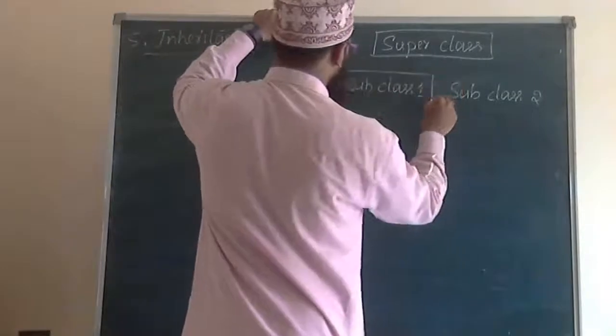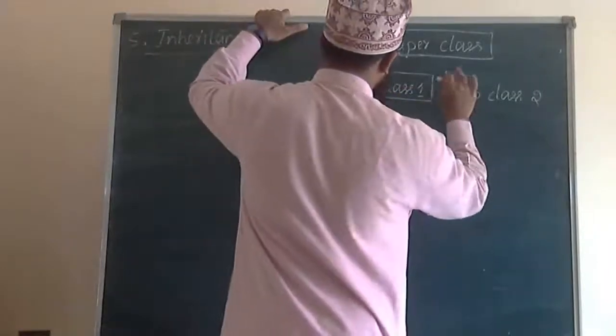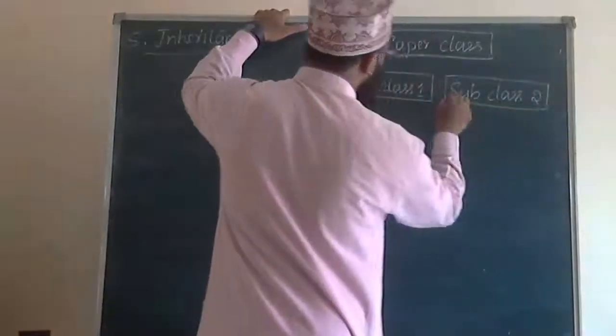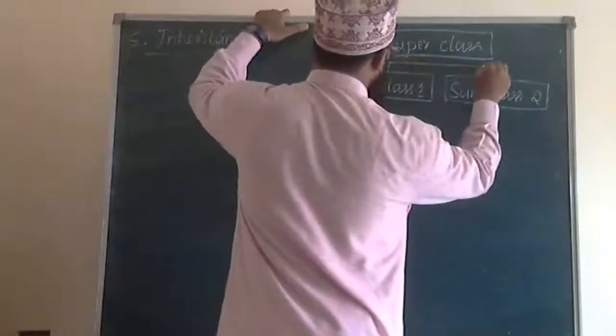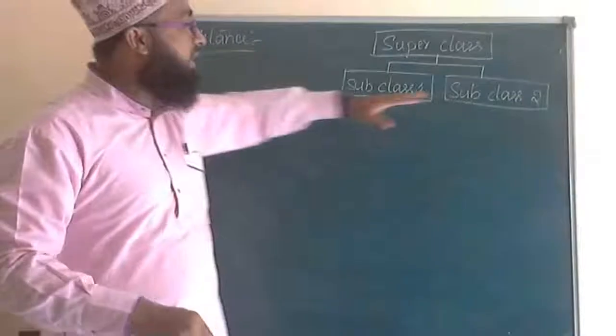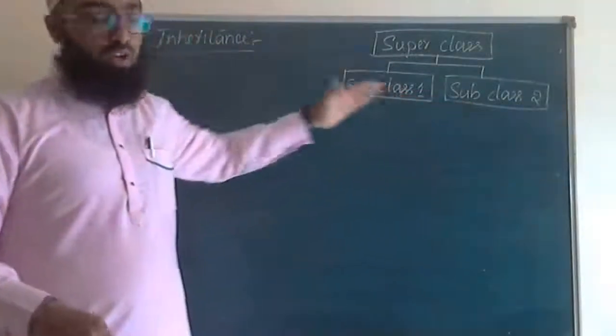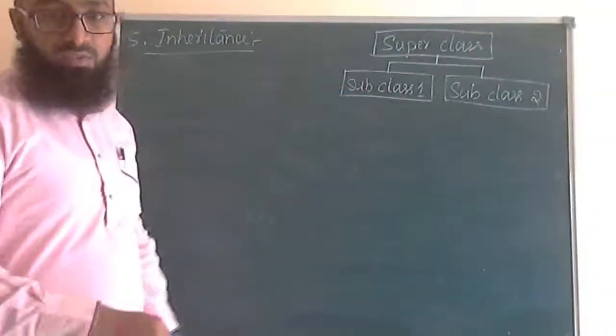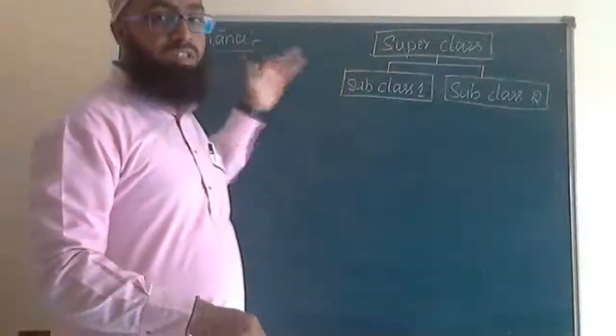Subclass 1 and subclass 2. We are going to create two classes. So this is called inheritance. With the help of a superclass, if you create two more classes, or any number of classes from the existing class, that is called inheritance.